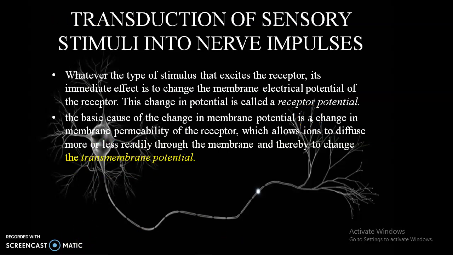So coming on to the transduction of sensory stimuli into nerve impulses. Whatever be the type of stimulus that excites the receptor, its immediate and important effect is to change the membrane electrical potential of the receptor. And this change in potential is called receptor potential. The basic cause of the change in membrane potential is the change in the permeability of the membrane of the receptor. This allows the ions to diffuse more readily through the membrane, and this causes a change in the transmembrane potential. So this is the first or immediate effect of a stimulus on the membrane of a receptor.